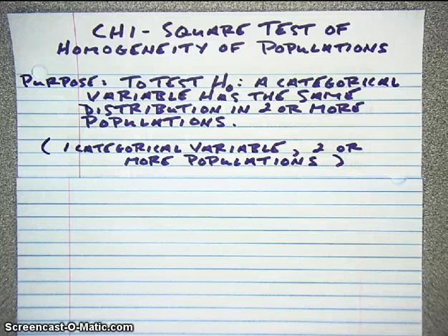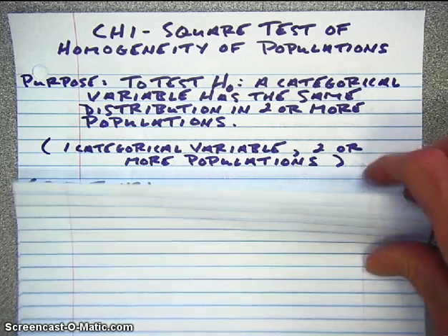Today we're going to look at the chi-square test of homogeneity of populations. The purpose of this test is to test the null hypothesis that a categorical variable has the same distribution in two or more populations. The data will generally come to you in the form of a two-way table, and when you look at it, analyze what you're getting. If you see one categorical variable and two or more populations represented in the table, then this will be the appropriate test, or is likely to be the appropriate test.